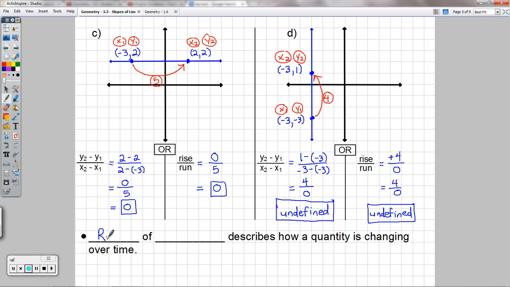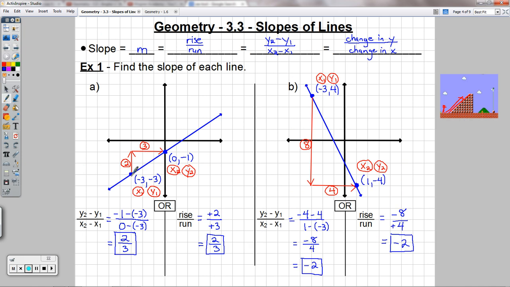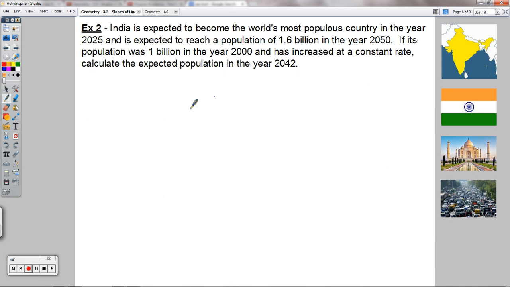And then rate of change is very closely related to slope, because it's basically describing how a quantity is changing over time. So if you have something like, maybe for every 2 things you get of one thing, you get 3 things of another thing, that would be the rate of change. Maybe you run 2 miles. Now that'd be a really slow run. Maybe you drive in a car 2 miles in 3 minutes. Every 2 miles you go 3 minutes, something like that, a rate of change. So we're going to apply that to this problem here.